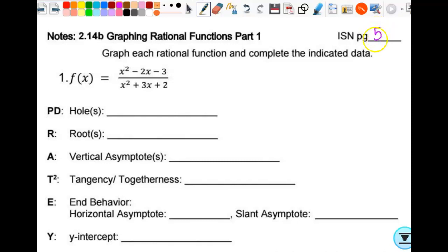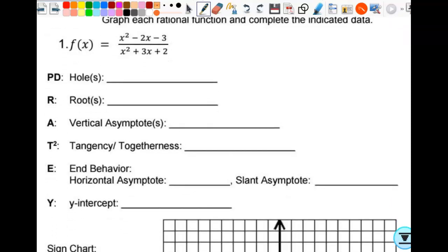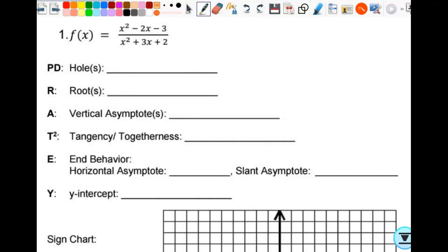All right, so we are going to look at some more interesting graphs today. The first one is still, I would say, along the kind of boring side of the rational graphs, but that's because I'm going to add one piece to this that we need to check that we didn't check yesterday. All right, so we start off by factoring, right? So this becomes x minus 3 times x plus 1 over x plus 1 times x plus 2.